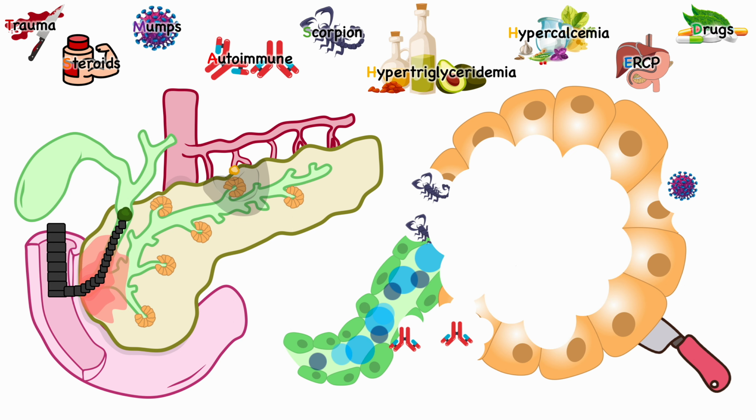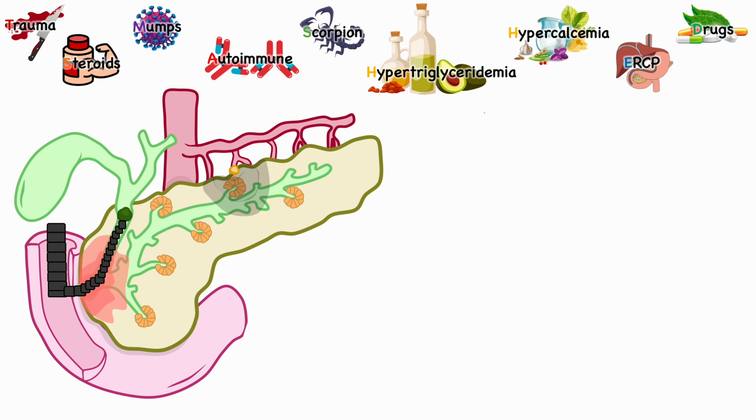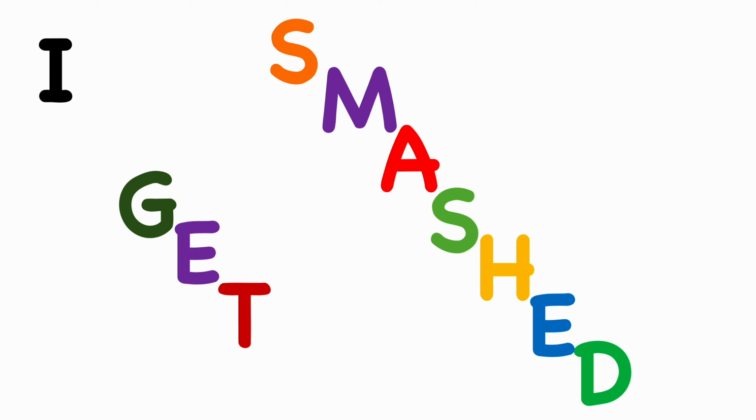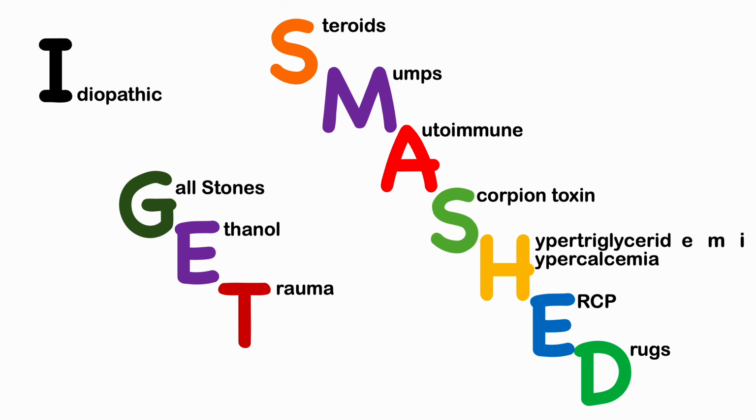But overall, you can see that all of these will eventually cause autodigestion of the pancreas. So, do you remember all the first letters? This is the sentence that it makes. I get smashed. So you can see that this is an acronym so that you can remember all of these causes.